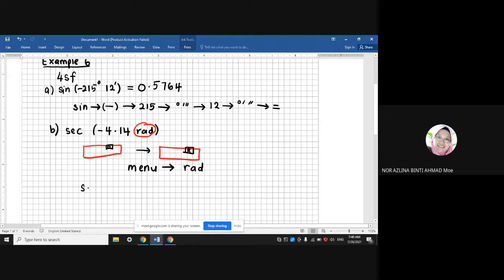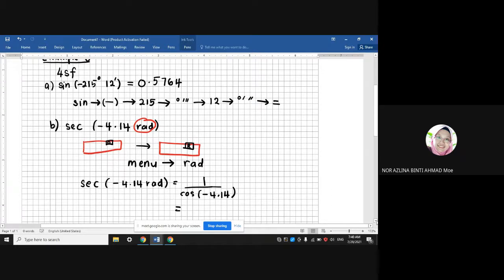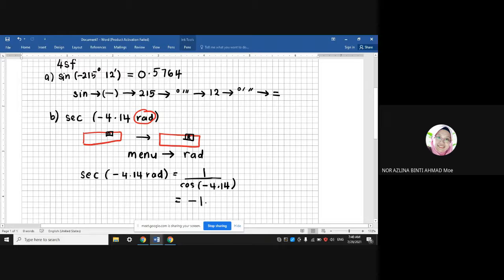Okay, sebelum tu second is 1 over cos. This is radian. Saya tukar dulu the formula, trigonometric formula. So 1 over cos negative 4.14. Okay. So you will get the answer negative 1.846 because you already changed the menu from degree to radian.